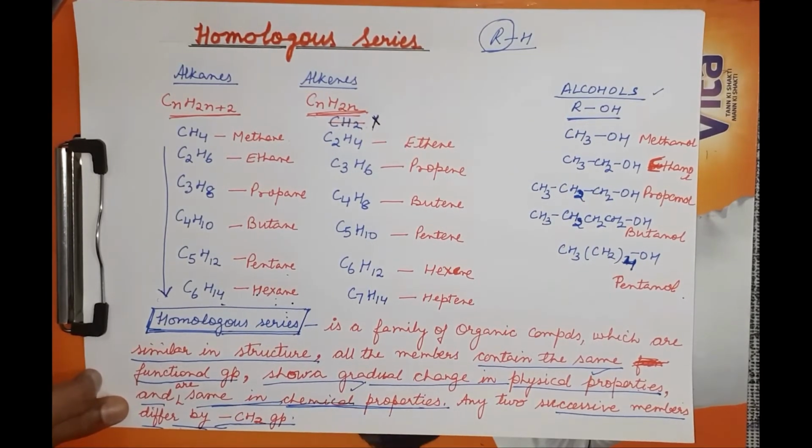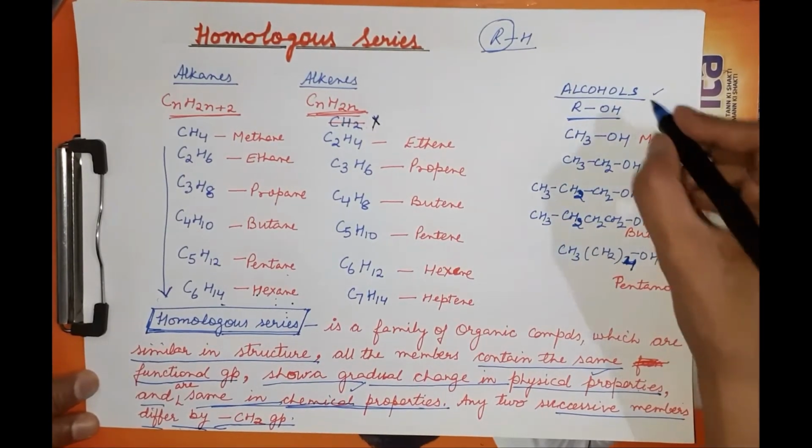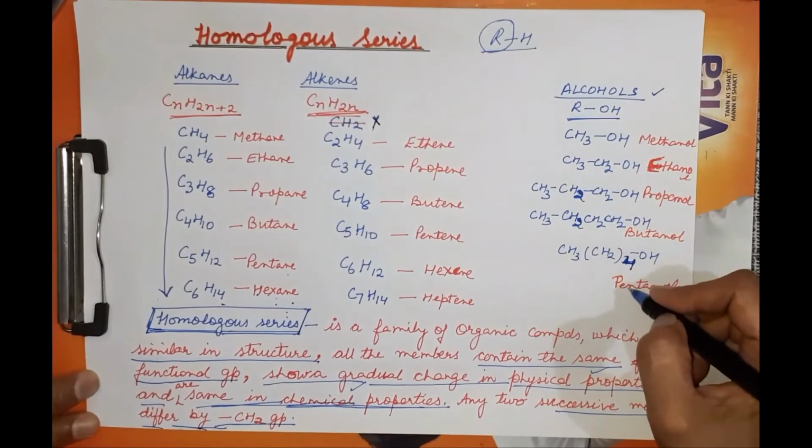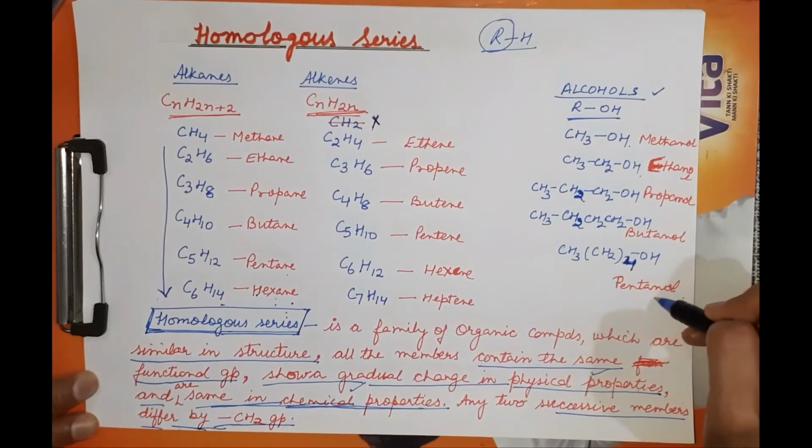The chemical properties are the same. Here, as we can see in the homologous series for alcohols, all of them have the same functional group.